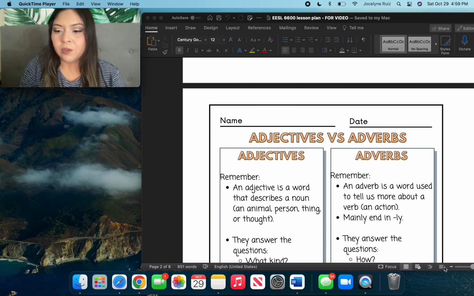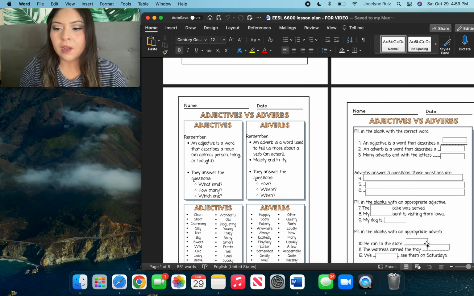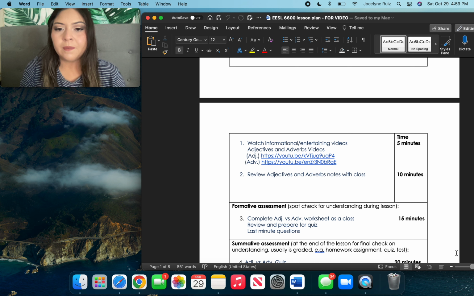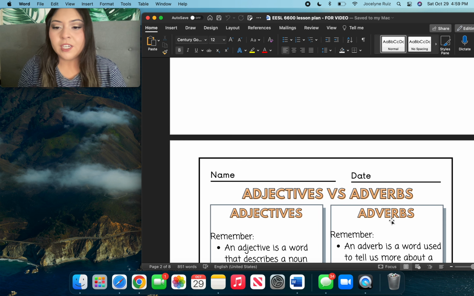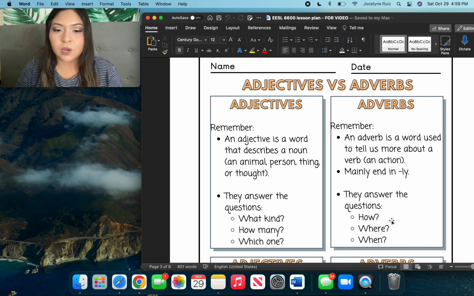So these are our notes. You guys should all have a copy of them. So adjectives and adverbs. A few things to remember. An adjective is a word that describes a noun, and a noun can be anything like an animal, a person, a thing, or a thought. Those are nouns. You should be familiar with them. We use them in every sentence. We use them to communicate with each other.